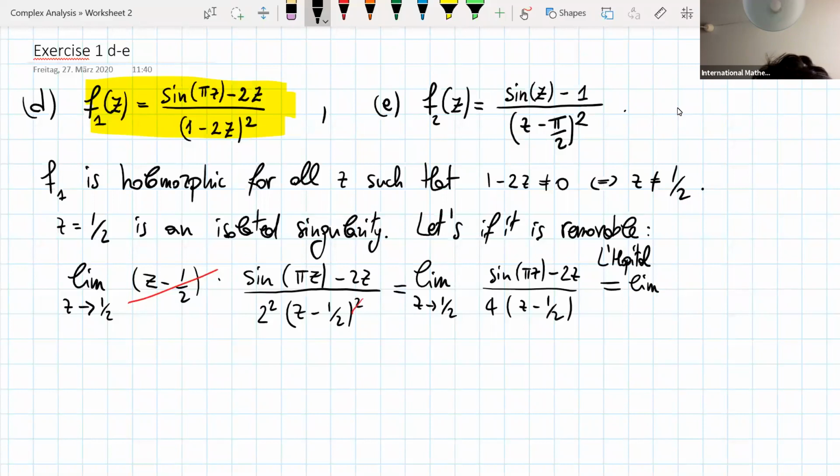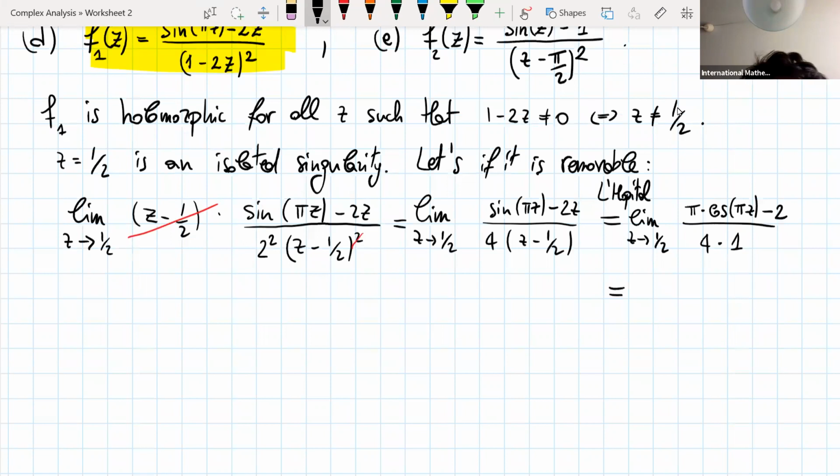And then we find that this is also the limit as z goes to 1/2 of the derivative of what we have above. So the derivative of the sine is cosine, and then we get also pi from what's inside, and then minus 2. And below we get 4 times 1. So now the denominator is not 0 anymore, so we are happy. And what happens to the numerator? It tends to pi times the cosine of pi over 2 minus 2, divided by 4. So cosine of pi over 2 is 0, so we get minus 1/2.